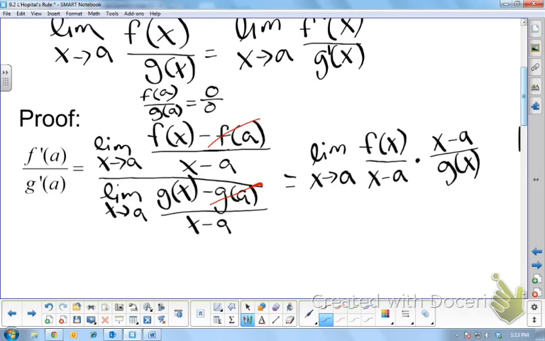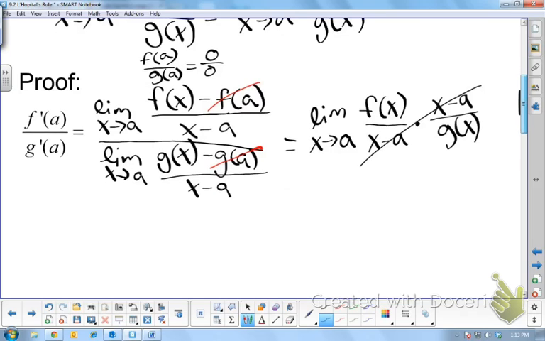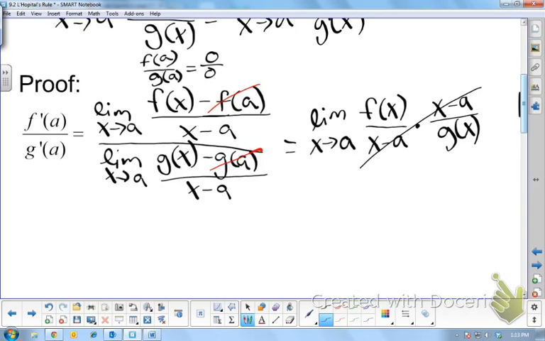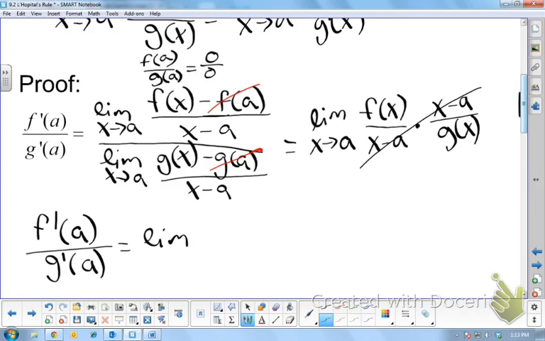So, what will magically happen? The x minus a's will cancel. Okay. So now we know f prime of a over g prime of a is the same thing as the limit as x approaches a of f of x over g of x if f of a is 0 and g of a is 0. That's all we proved it for.